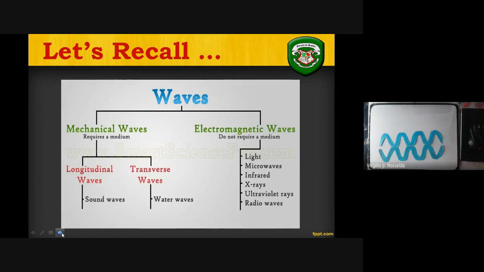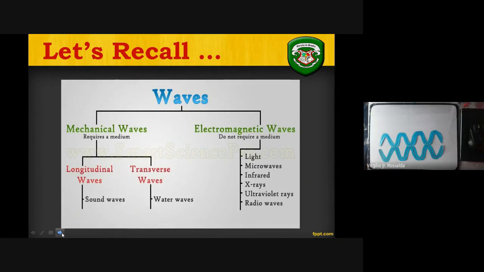Under mechanical waves, we have longitudinal waves and transverse waves. For longitudinal waves, we have sound waves. That's why sound waves require a medium for them to propagate, for them to travel. Para marinig natin ang sound, kailangan meron siyang medium kung saan siya magta-travel, like in solid, in liquid, and even in gas particles.